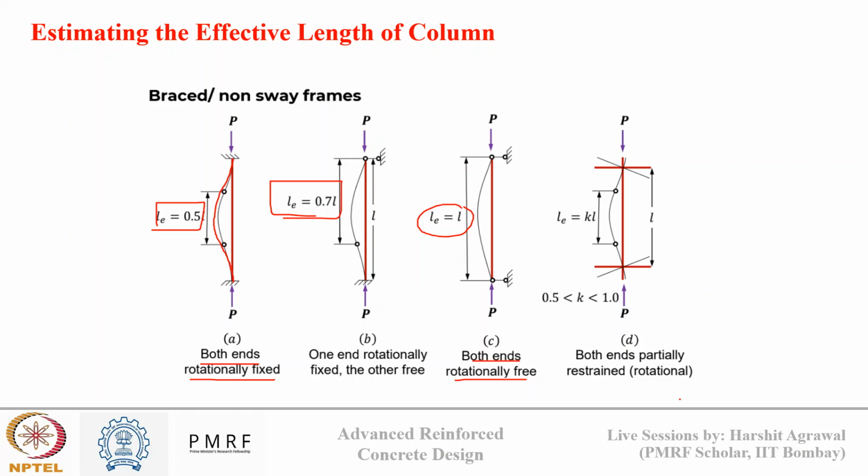And for any other case where we don't know the end conditions of the column, if it is a braced frame, then the K value will lie between 0.5 and 1.